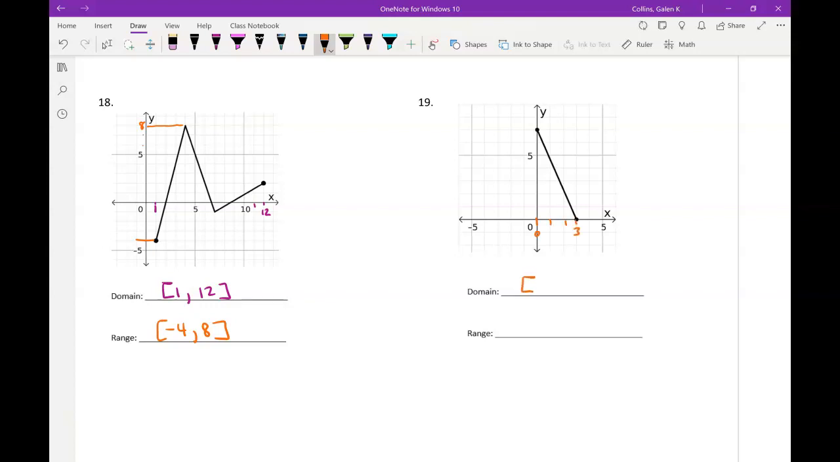So the domain of this little function is just from 0 to 3. And the range, well, the minimum value is 0. So now we're looking at the y-axis. The minimum is 0. The maximum is 7. So our range is from 0 to 7.